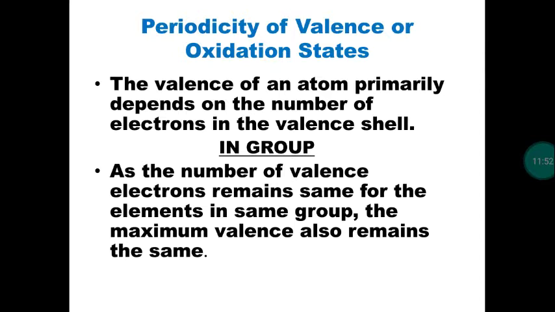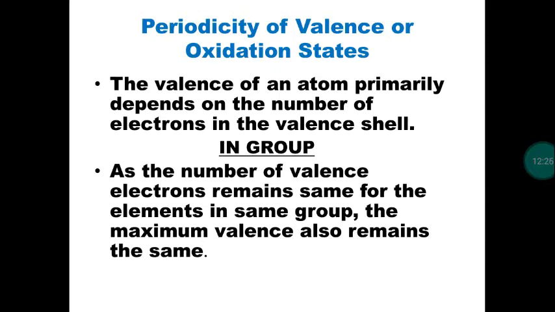Next, what about the variation of valency in the modern periodic table? As we said, valency mainly depends on the valence electrons in the valence shell. Based on the valence electrons, we may explain the variation. So first consider groups in the modern periodic table. What is the variation of valency in a group? As we discussed, when you take any group, the outermost configuration will be similar. Right? The outermost configuration will be similar.